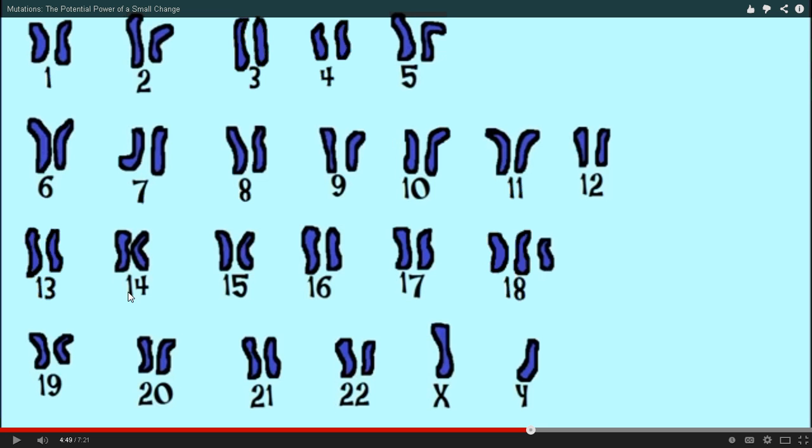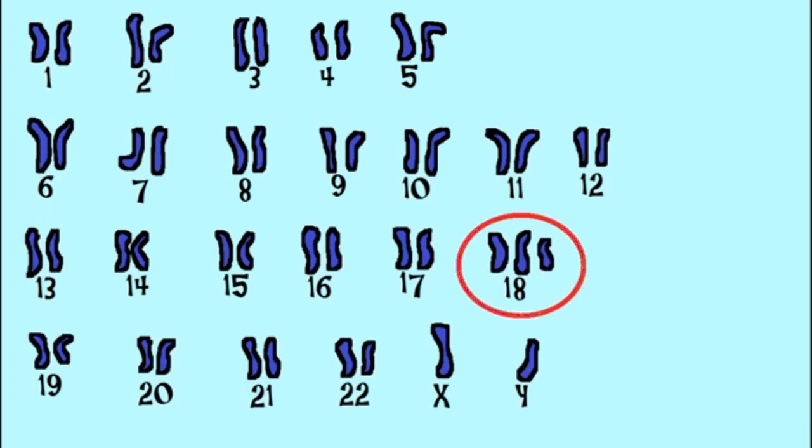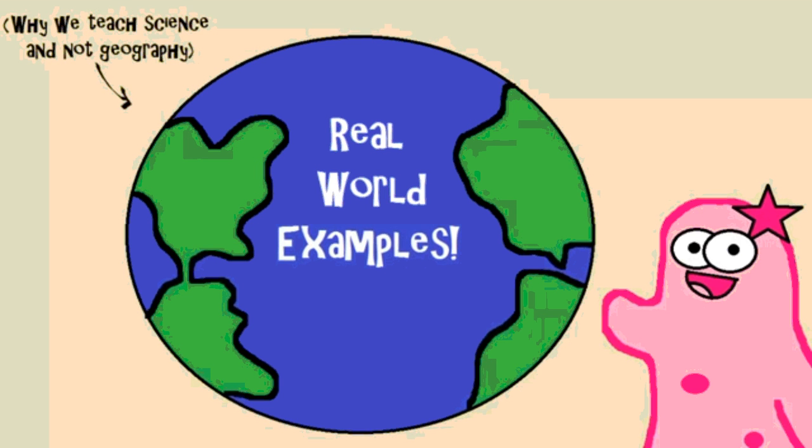That's why we're like, what the heck is trisomy 18? I had to look it up because nobody knows what it is, because these people don't live. So we're talking about different chromosomes containing different genes. The specific chromosome that's affected really does make a difference in the result. And let's talk about some real life examples now of mutations.